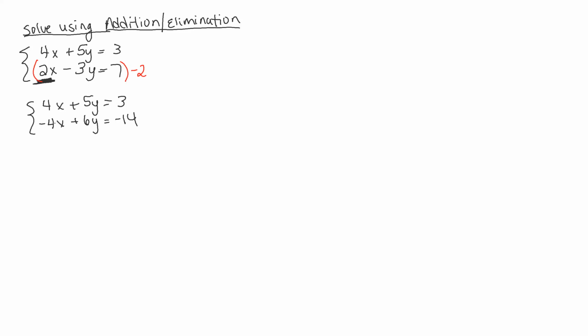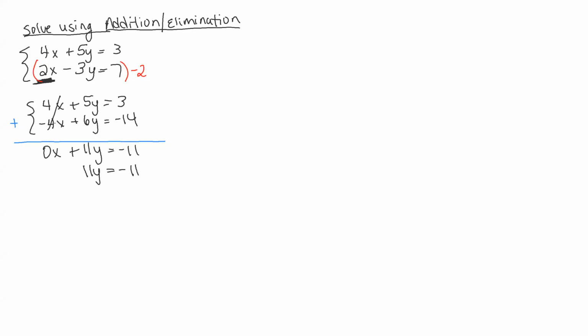So now if I add the two equations, 4x minus 4x is 0. So I get 0x plus 11y equals negative 11. Well, 0x is just 0. 0 plus 11y is just 11y. So this simplifies to be 11y equals negative 11.